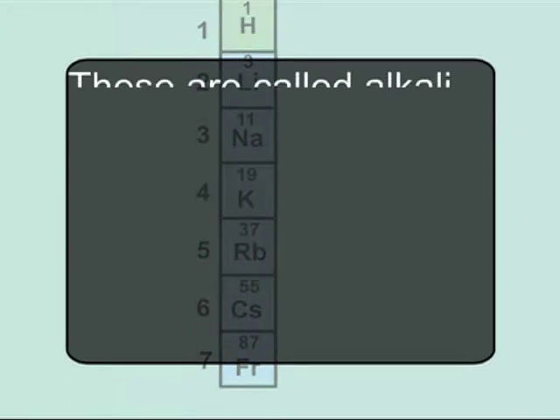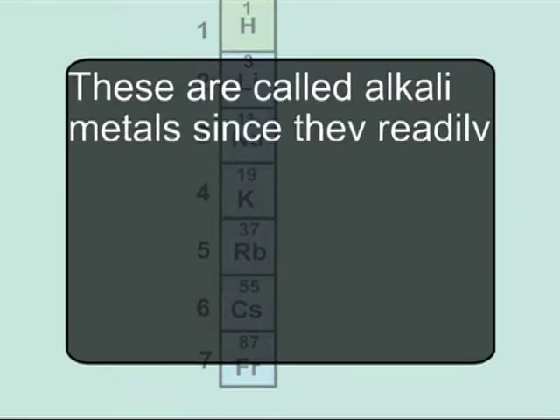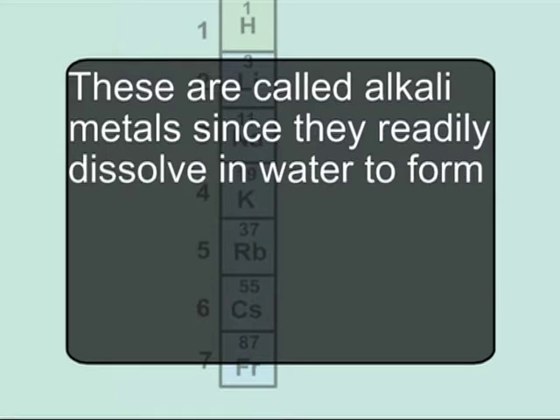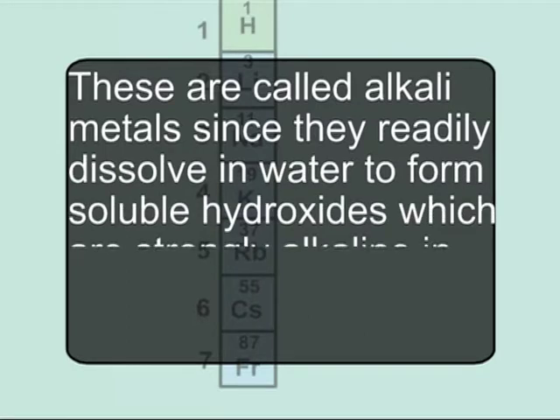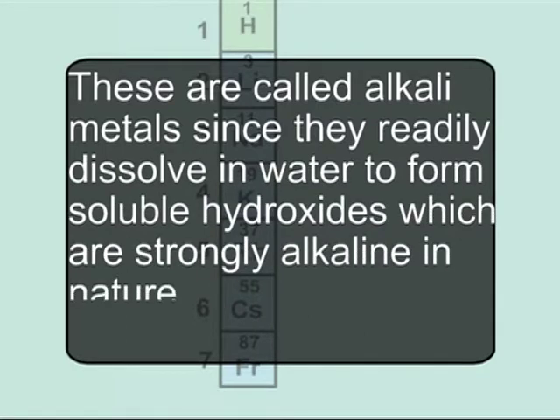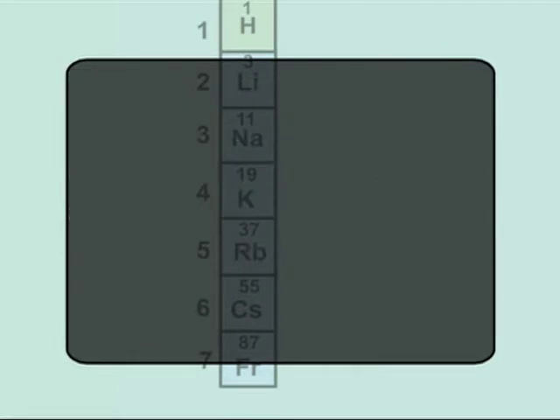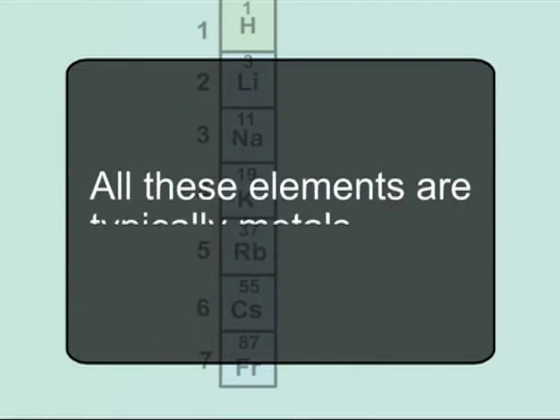These are called alkali metals since they readily dissolve in water to form soluble hydroxides, which are strongly alkaline in nature. All these elements are typically metals.